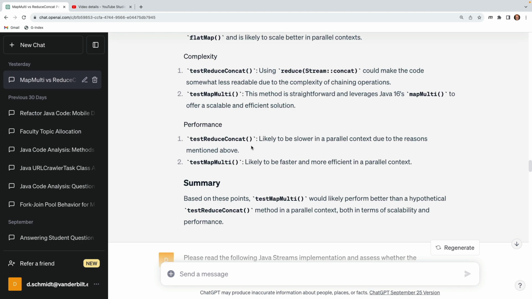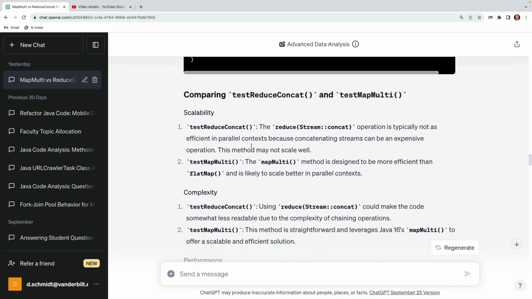And once again, it came up with a conclusion for the same reasons that testMapMulti would perform better and be easier to read than testReducedConcat. So really cool example of how these tools can help you even when you don't help yourself, by being able to infer what you're really asking and then phrase the response accordingly, which was really cool. So I thought you might get a kick out of that. I certainly was very impressed with its ability.